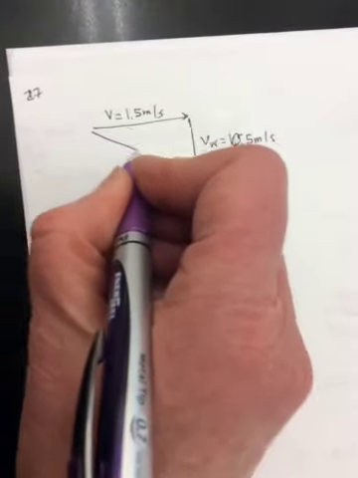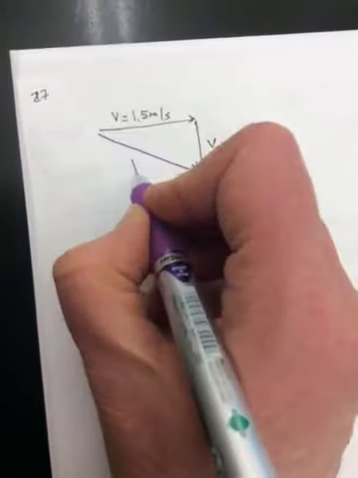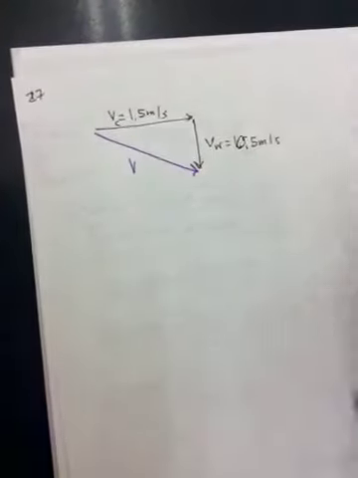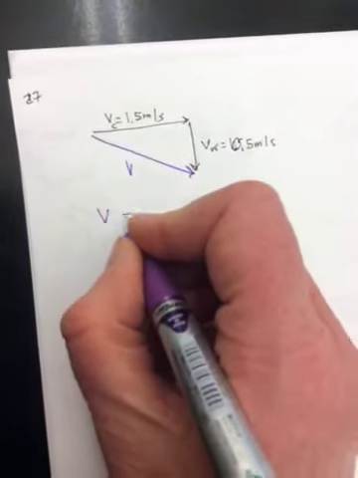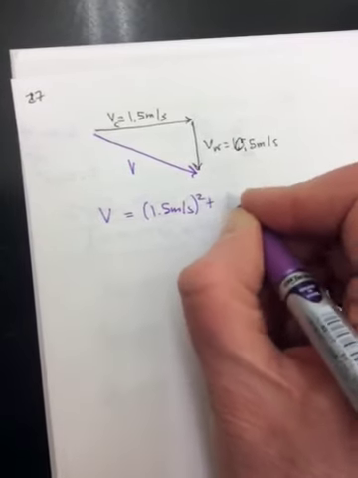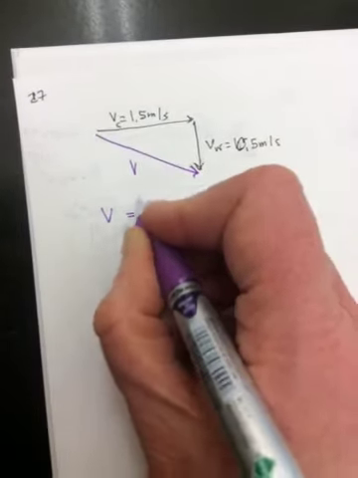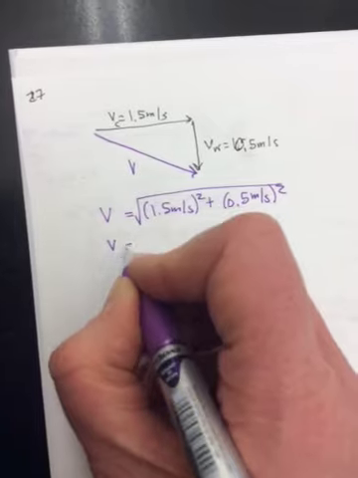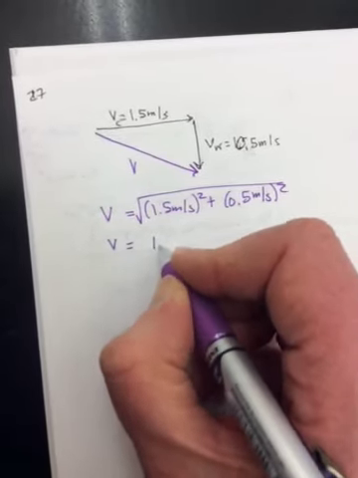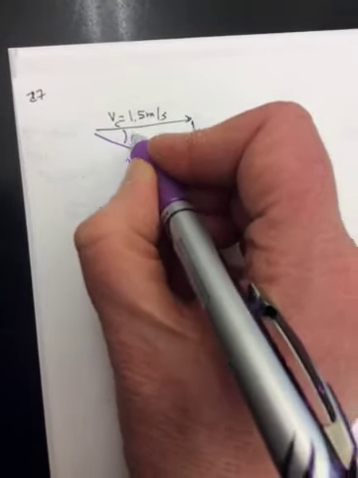And so the question wants to know the resultant velocity of the canoe. So it wants this side. So again, just back to regular Pythagorean theorem. This V, we'll make this one canoe so that you can tell them apart. So it's just going to be equal to 1.5 meters per second squared plus 0.5 meters per second squared, and then of course square root for Pythagorean theorem. And when you do this, you should get 1.58 meters per second.